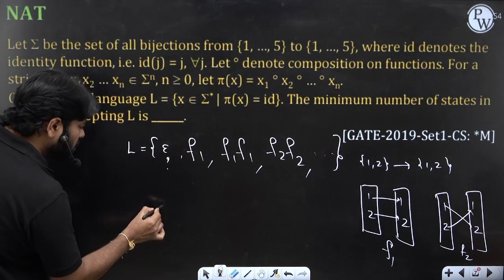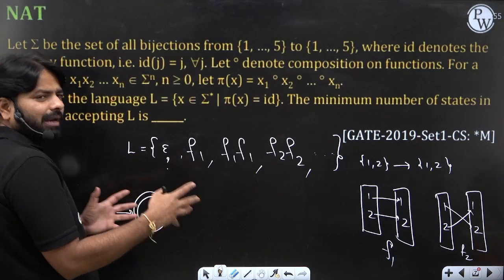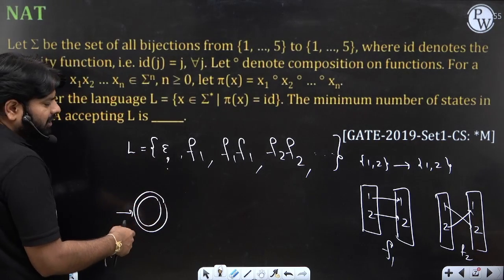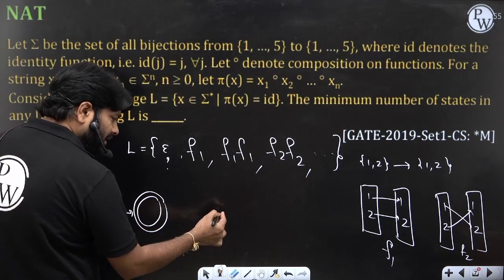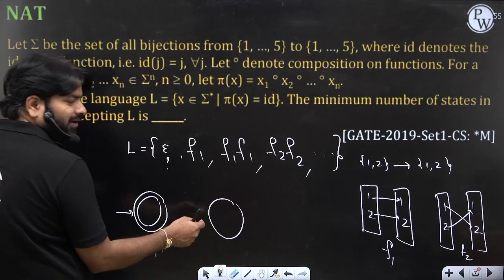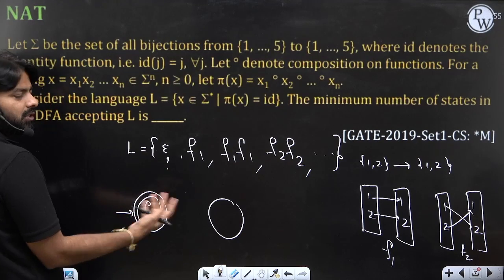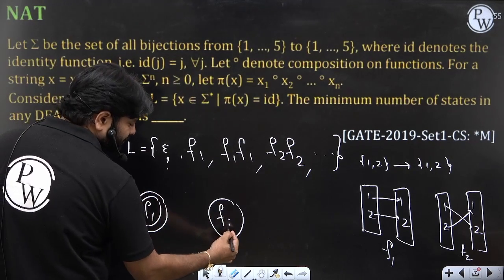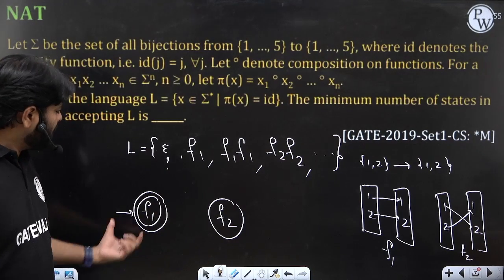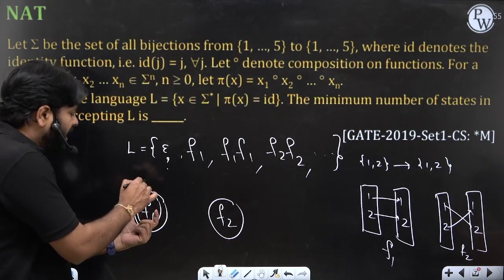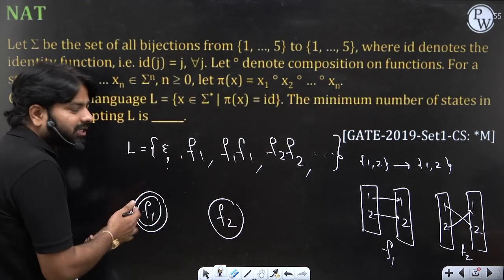Now how many states are required for this? Just 2 states. One state, the initial state, is the final state. If you don't want epsilon, you can still manage it. Epsilon is your option. If I keep f1 as a final state, initially I am assuming epsilon is accepted. Now f1 and f2 are just state names, but we also have the symbols here.